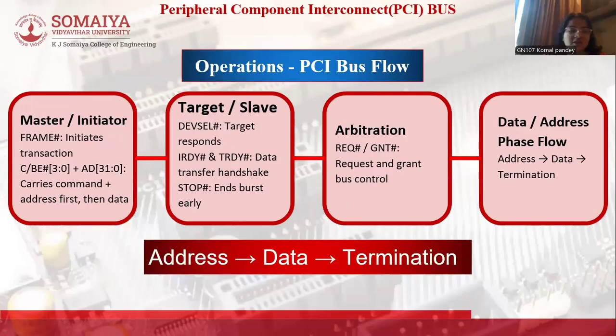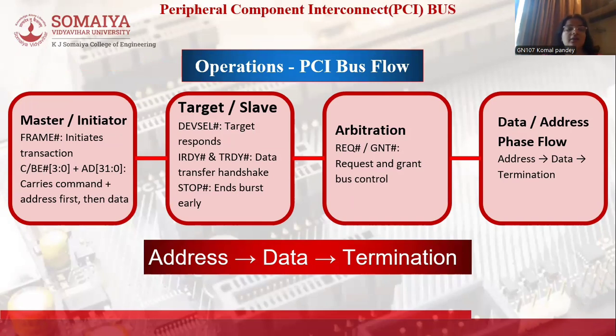The operation of the PCI bus works through a series of well-timed handshakes between a master device and a target device. First, the master, usually the CPU, requests control of the bus through the request signal called REQ. The hashtag over here denotes an active low signal. The arbiter checks if the bus is free and, when it is, gives permission using the grant signal.